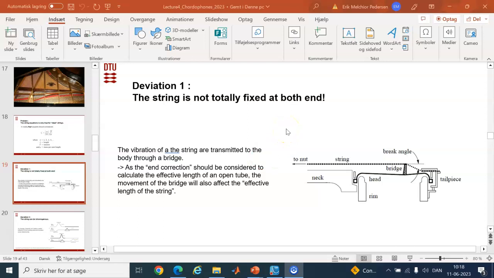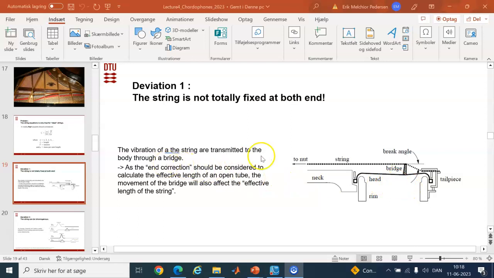Deviation 1. The string is not totally fixed at both ends. The vibration of a string is transmitted to the body through a bridge. It's a little bit important to understand. Here I have the string, and the vibration is transmitted to the body through a bridge. And the body is called a resonator.